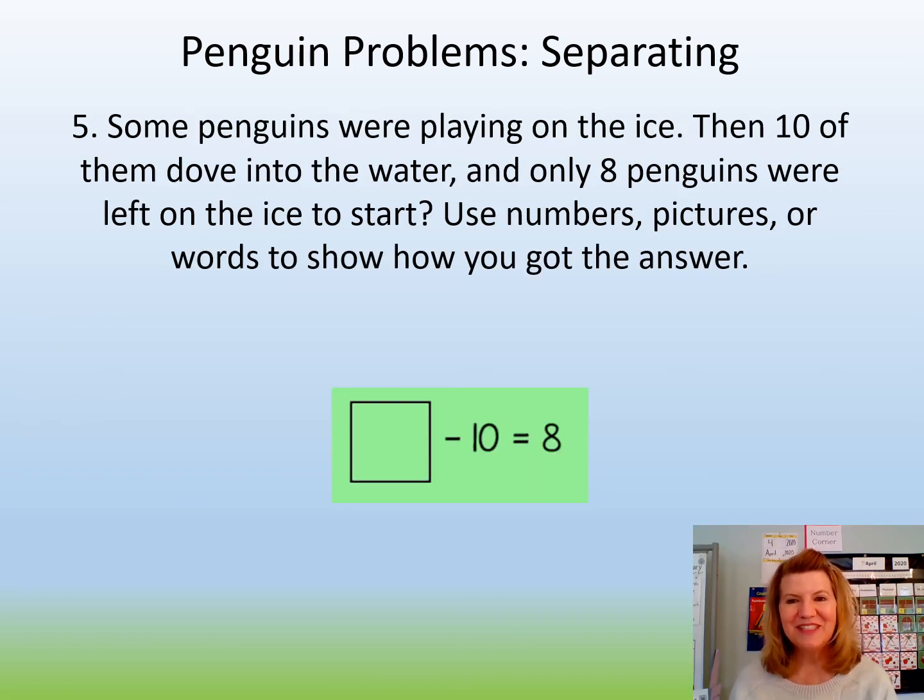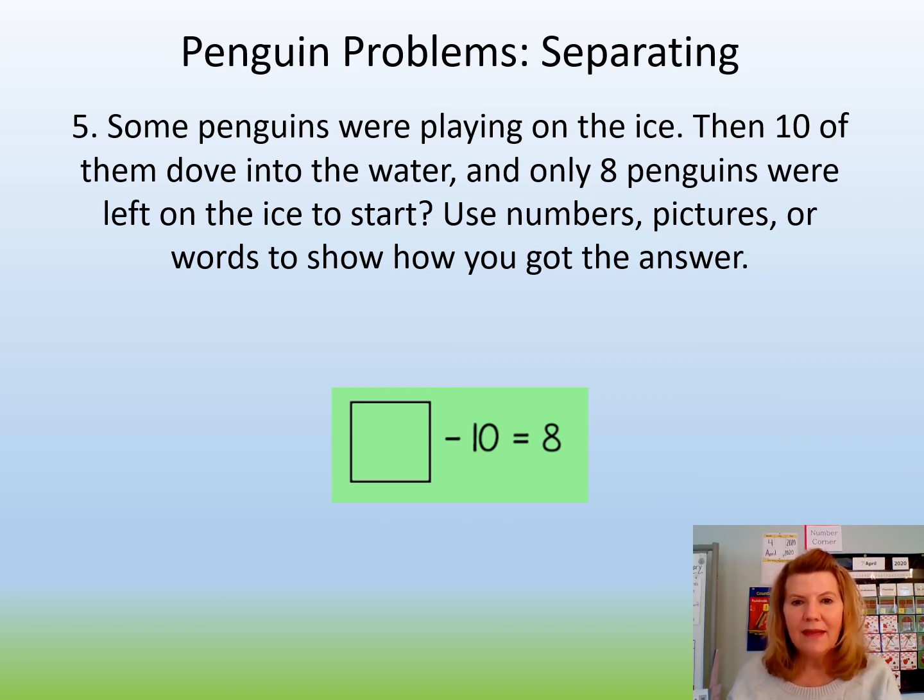Another separating story problem. Let's read this together. Are you ready? Let's begin. Some penguins were playing on the ice. Then 10 of them dove into the water and only 8 penguins were left on the ice to start. Use numbers, pictures, or words to show how you got the answer. Well, we know this is math, so we don't have to be real creative. I chose to use circles to represent my penguins.